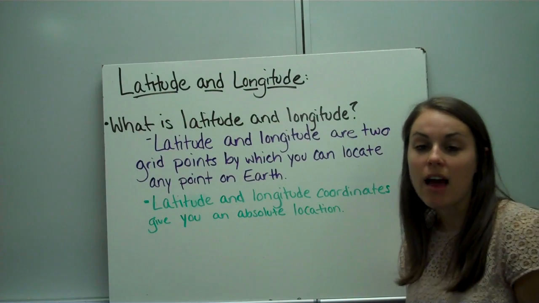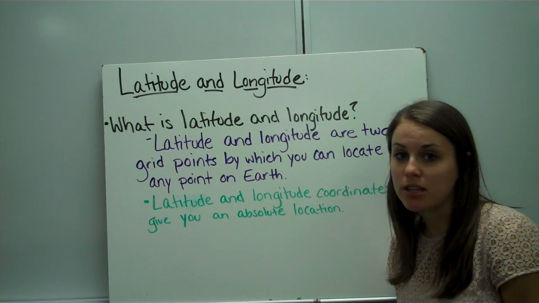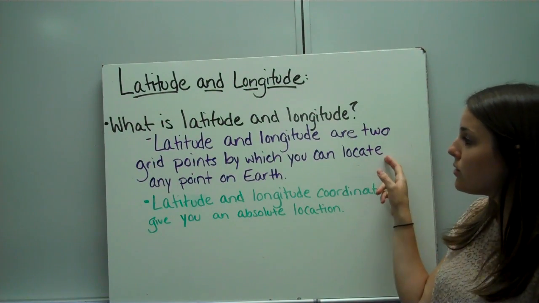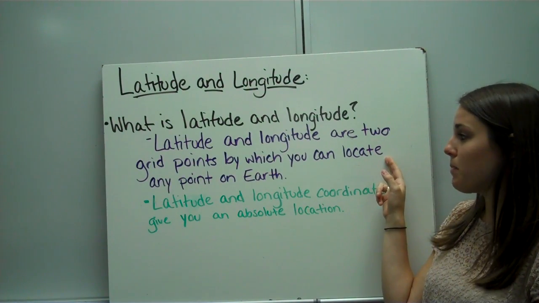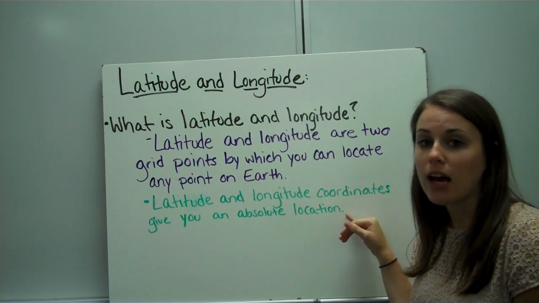As we continue our study of the 5 themes of geography, it is important that we talk about latitude and longitude. Let's first get a definition for latitude and longitude. Latitude and longitude are 2 grid points by which you can locate any point on Earth. Latitude and longitude coordinates give you an exact location.